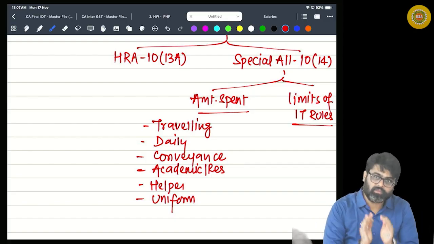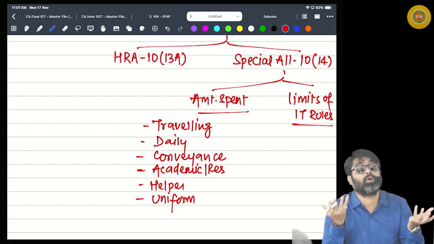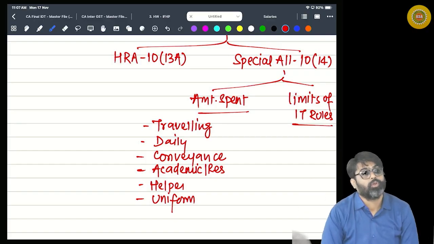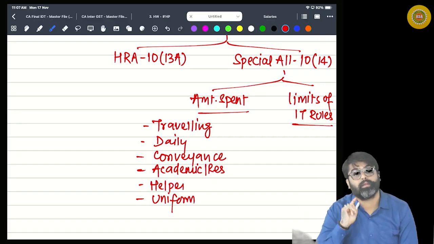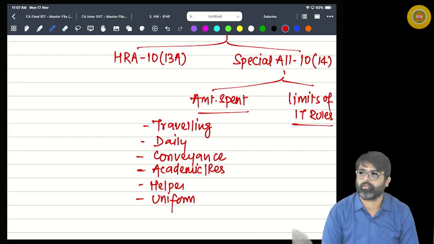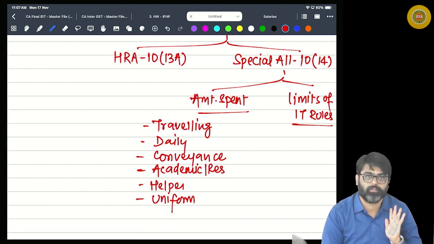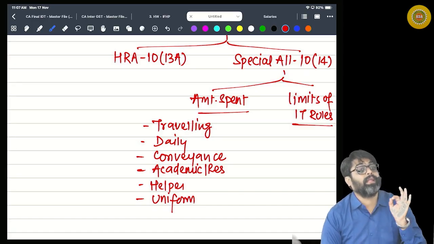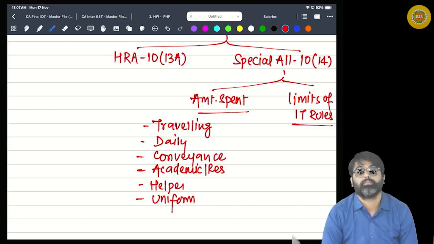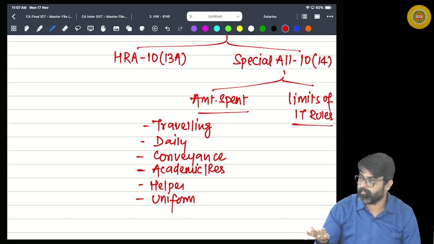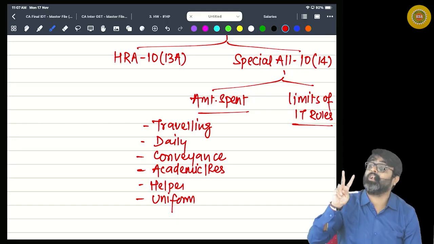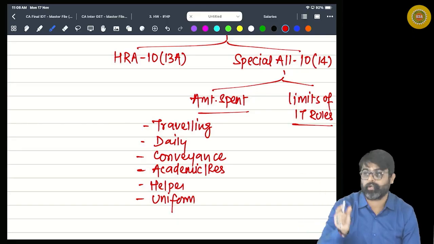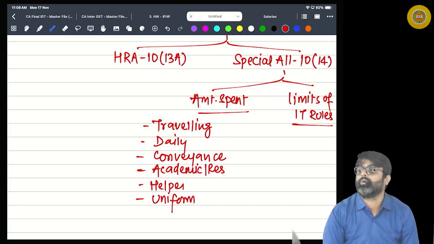But out of this allowance, if some amount is spent and some amount is not spent, the exemption will be to the extent of amount spent. For example, traveling allowance given 2000 rupees per month. If they are saying that 2000 is entirely spent, how much will be exempt? Nothing will be taxable. Yes or no? But if the employee has spent 1800 rupees out of 2000 for traveling, then 1800 will be exempt under section 10(14), but the remaining 200 cannot be claimed as exempt. That 200 you are supposed to show taxable. Yes or no?